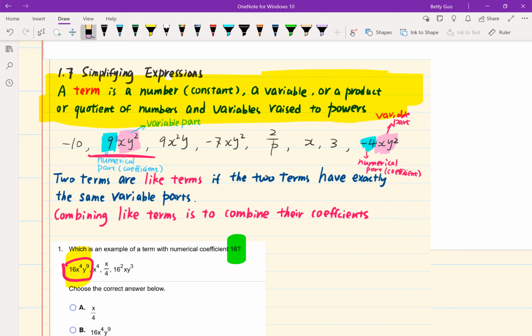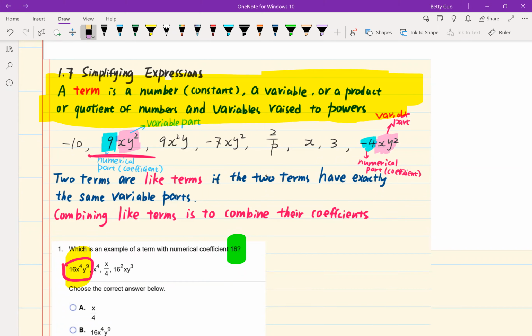What about this one, x? What's the coefficient? What's the number in front of x? 1. Yeah, the number associated with variable x. If we want to write some number like a multiplied by x, the number is 1, right? Without changing the value. So again, x has a coefficient positive 1, right? Variable part is the x. What about 3? What's the coefficient? 3. Variable part? There's no variable part, right?